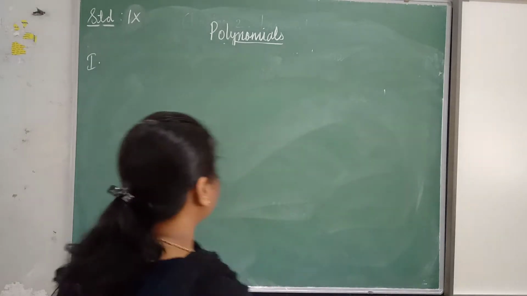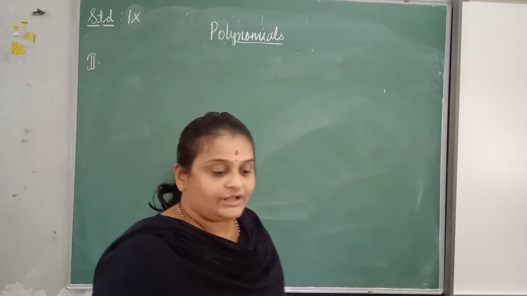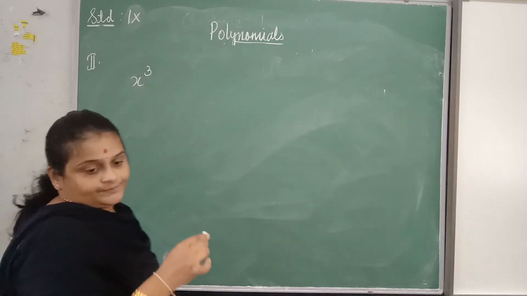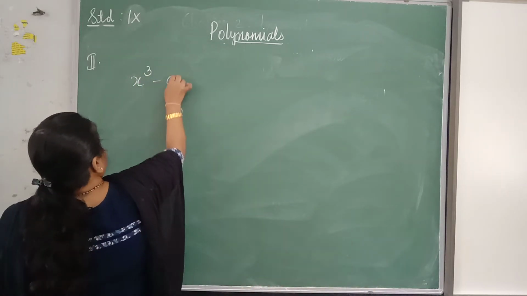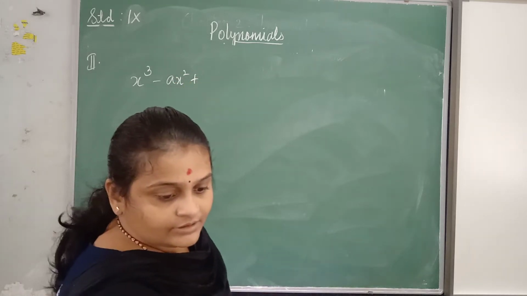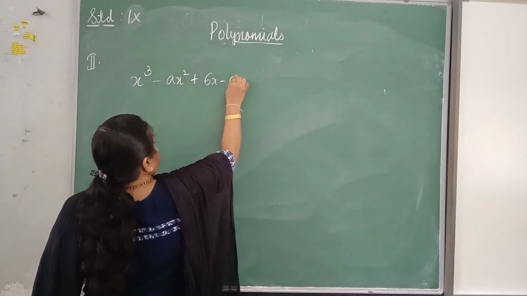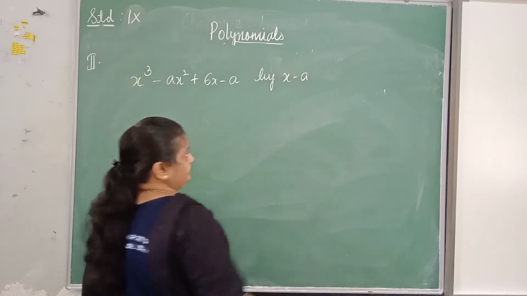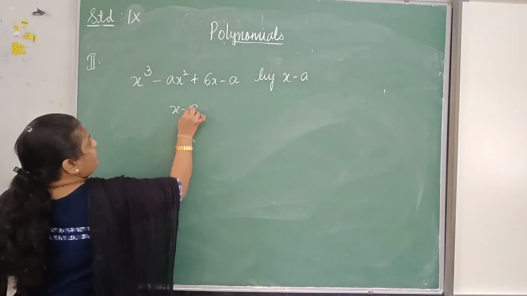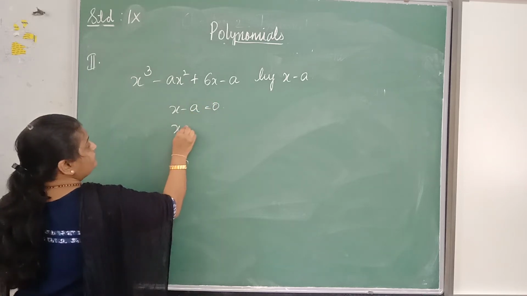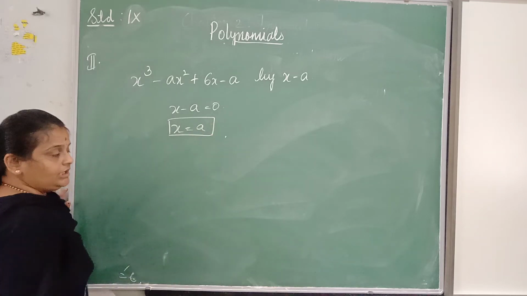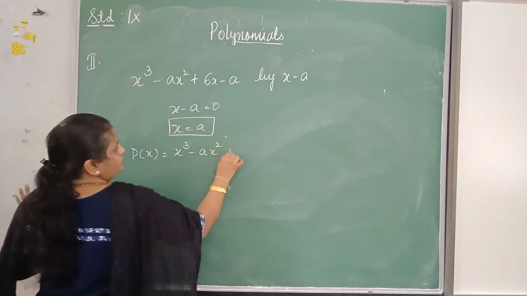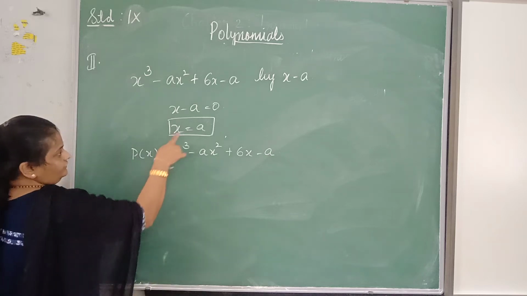Next, the second main question is: find the remainder when x cube minus ax square plus 6x minus a is divided by x minus a. Simple. X minus a is equal to 0. Then x is equal to what? X is equal to a. So p of x is equal to x cube minus ax square plus 6x minus a. So x is equal to a.